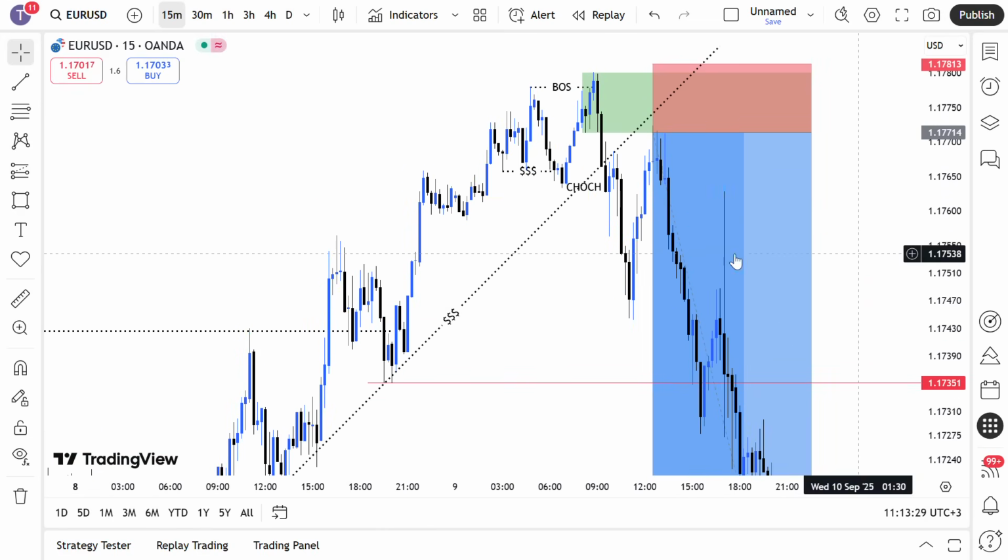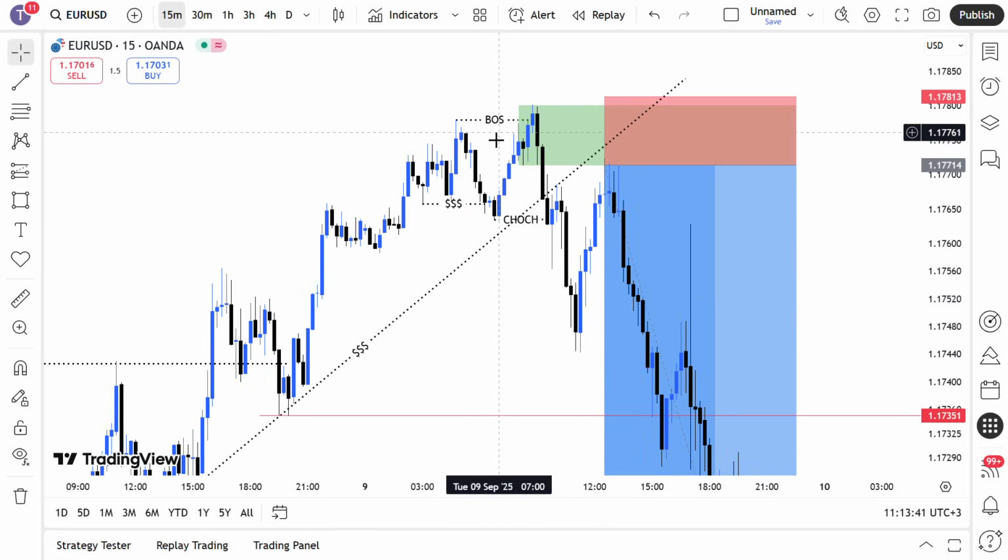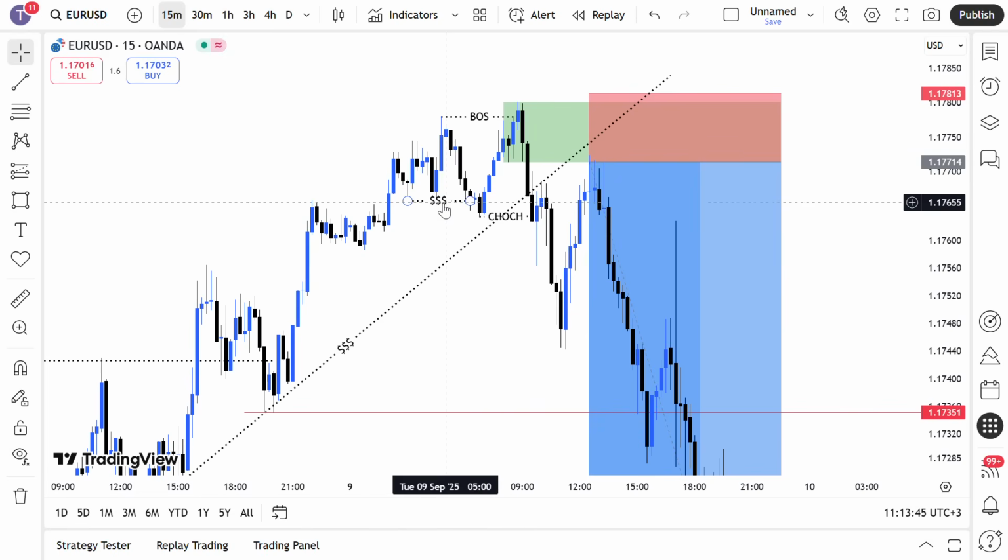So in this case, on this side here, let me show you how we got our change of character. On this move here, we have this downward move that came down to sweep liquidity before going up to break structure. So there was a liquidity sweep, and then we had our valid break of structure. And this is exactly my entry model.